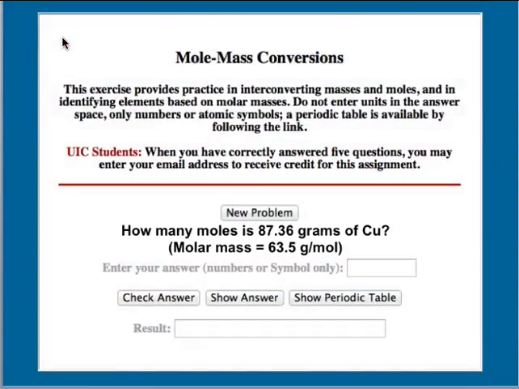Another tutorial for moles called mole mass conversions. Here we're simply given it in a word problem. We are given that we have 87.36 grams of copper. Now the molar mass of copper is 63.5. How many moles is this?